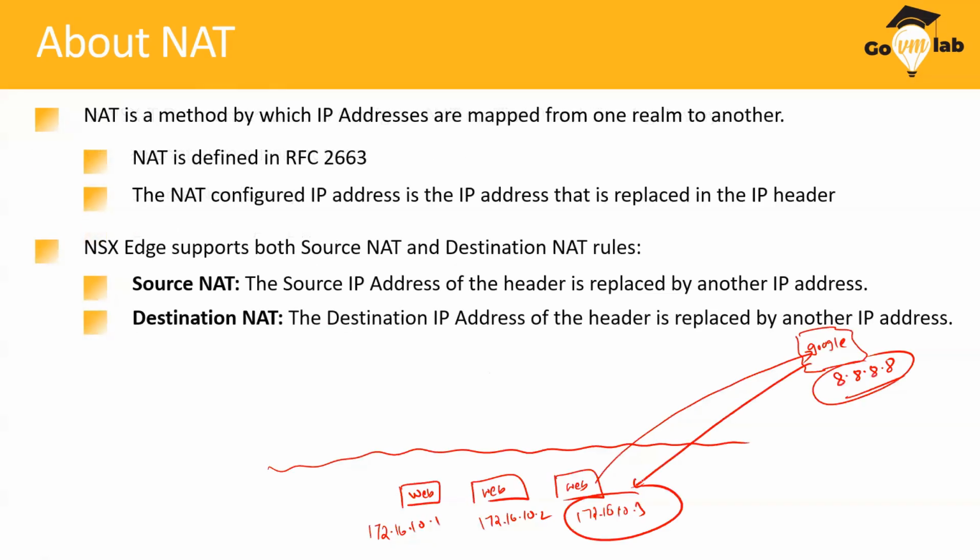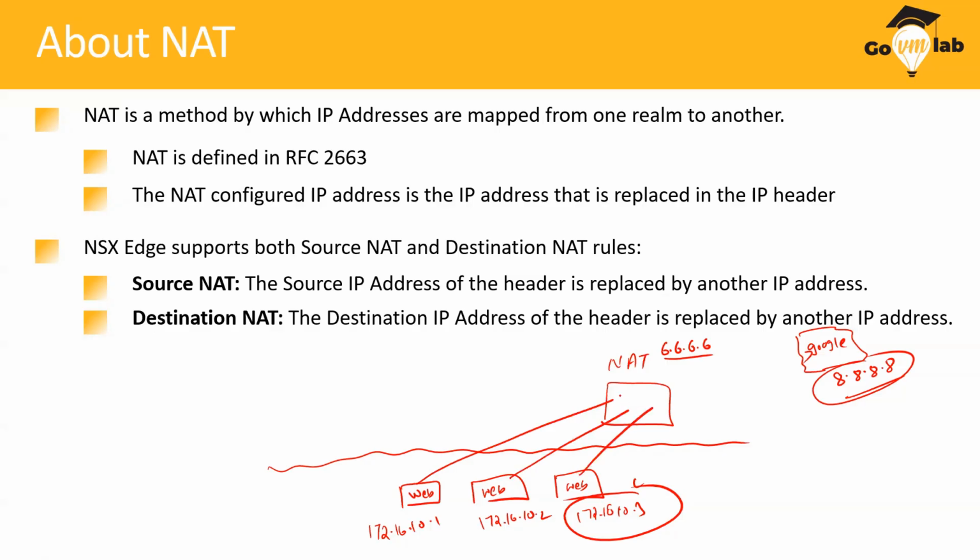And that is where we use something called NAT. What is the whole idea of NAT? We deploy another device right here as an abstraction layer, the NAT device. The NAT device will have some public IP, let's say 6.6.6.6, for example. I will send a request to this NAT device. It will take my request, let's say the request is coming from 172.16.10.1, translate it into 6.6.6.6, and then send the request to the Google server.